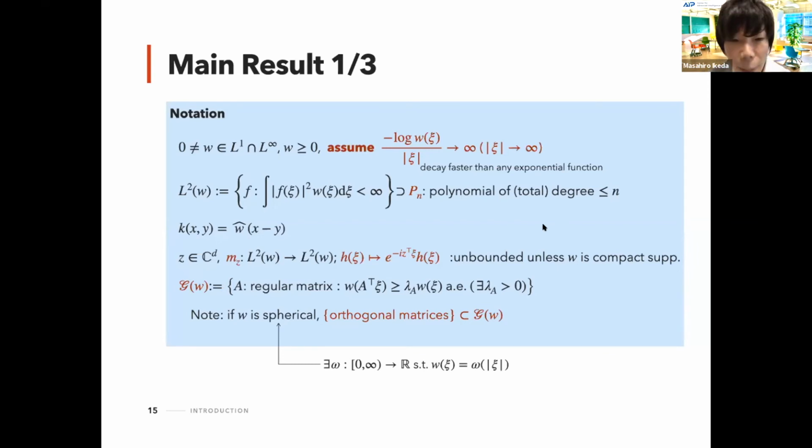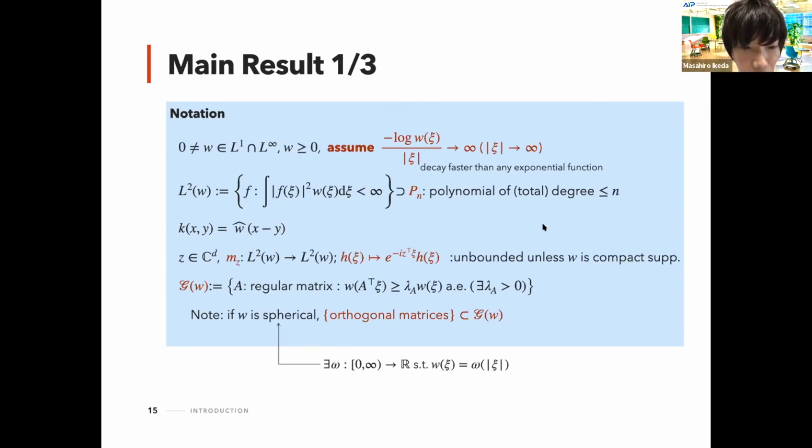And we introduce a multiplication operator. Namely, for z in C^d, M_z is a multiplication operator on L²_W. M_z means multiplication by e to the power minus i z transpose ξ. And we know that this operator is unbounded unless W is compactly supported. So if we want to treat a function W whose support is not compact, we have to take care of this boundedness.